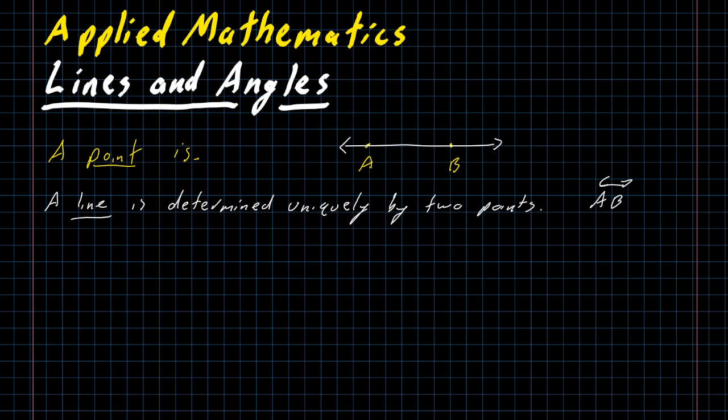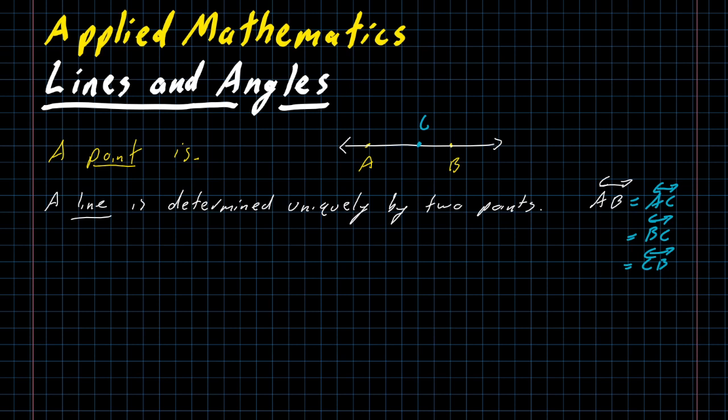If I name another point on this line, let's say that that's point C, then I could just as easily name this line as AC, or as BC, or as CB. Right? The order of the 2 points does not matter. If there's more than 2 points, you can name it using any of them. That's all well and good.